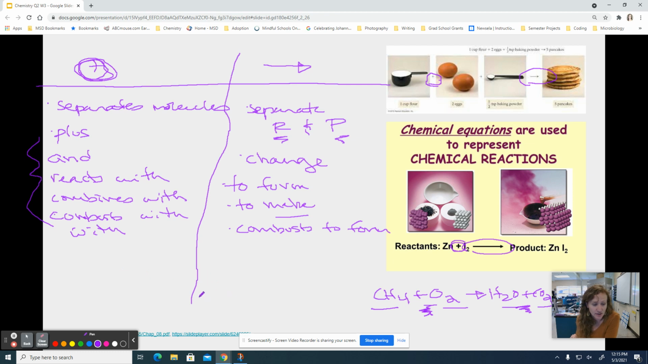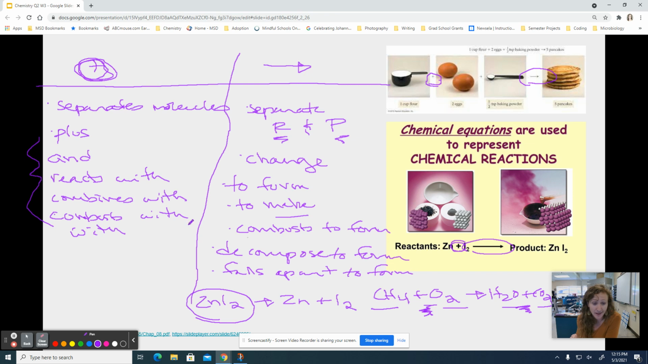Sometimes if the reaction is flipped, like ZnI2 goes to Zn plus I2, you can see a word describing what happens to that molecule. So you could see something like decomposes to form, or falls apart to form. So again, there's lots and lots of different words that can represent that arrow depending on the context. As we move into reactions and we start to see these molecules and formula units in the reaction, stay aware of what kind of words are going to represent that arrow. This is going to be your key.